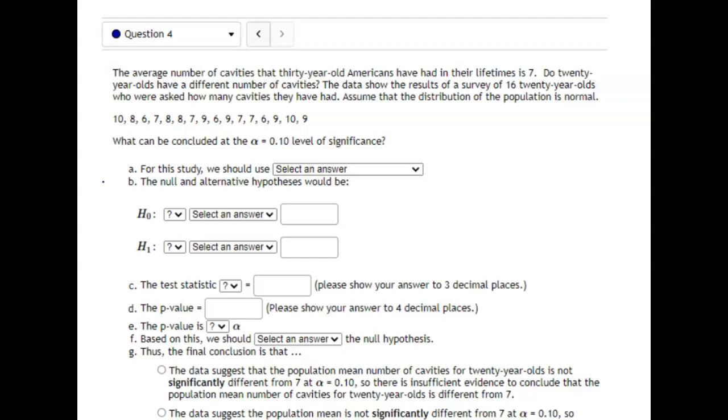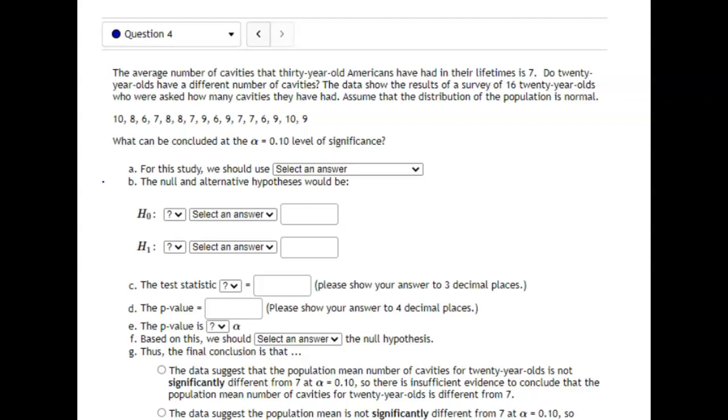Alright, so here's another example from the homework in Chapter 9, Test for Mean, for a single mean. This one has data in it, okay? The average number of cavities that 30-year-old Americans have in their lifetime is 7. Do 20-year-olds have a different number of cavities? The data showed the result of a survey of 16 20-year-olds who were asked how many cavities they had. Assume that the distribution of the population is normal.